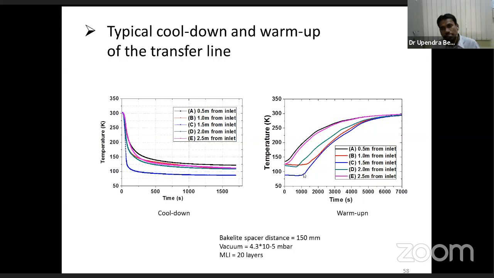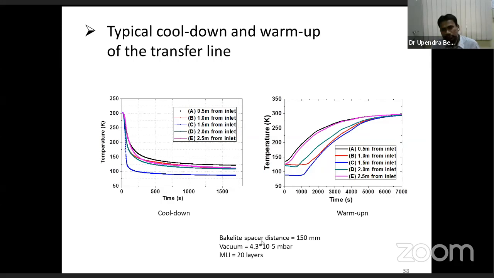Similarly, this shows the warm-up curve, and here you can see this is the coldest part when we are cooling down, and there it takes some time to start the warming. Relatively, it is reciprocating: this is at 0.5 meter away from the inlet, and this is 0.5 meter away from the outlet. All others follow the same pattern. And of course, depending on the heat input to the sensor, the point where the sensor is located, you get this type of profile.